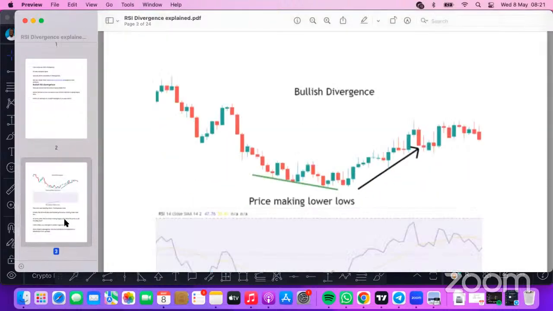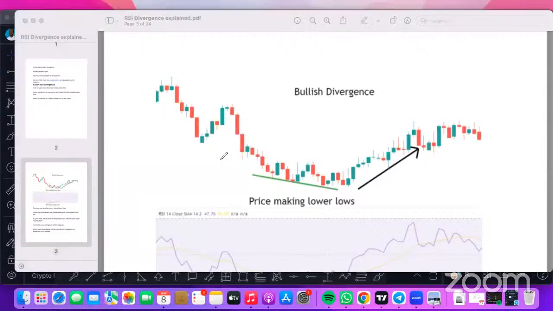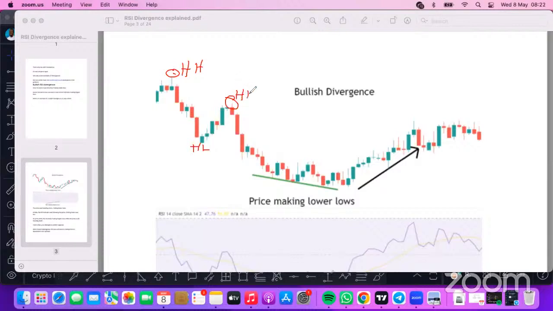Here is an example in your chart. You see the market, this would be a higher high, and this will be a higher low. This will be a higher high. And then we see that the market now changes and forms what we call a lower low. So we see the market forming lower lows. These continuous lower lows, the market is forming lower lows.